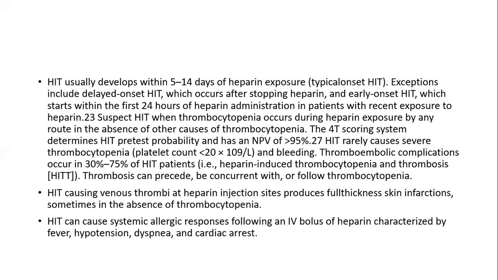Now, HIT, as we have said, usually develops in 5 to 14 days of heparin exposure, and is typical onset HIT. Exceptions include delayed onset HIT, which occurs after stopping heparin, and early onset HIT, which starts within the first 24 hours of heparin administration in patients with recent exposure to heparin. So we can suspect HIT when thrombocytopenia occurs during heparin exposure by any route in the absence of other causes of thrombocytopenia. The 4T scoring system determines HIT probability and has a negative predictive value of more than 95%.